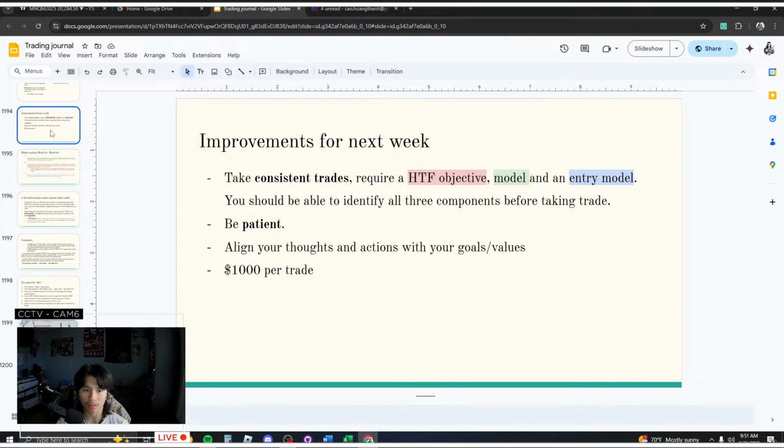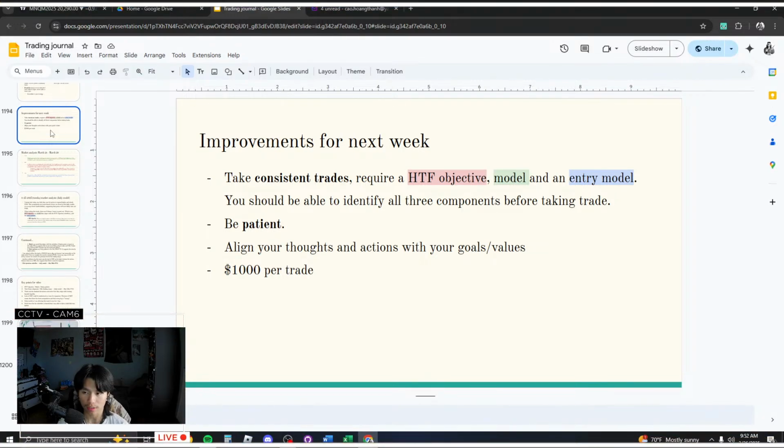So some improvements here for this week. Consistent trades requiring a higher time frame objective, a model, and an entry pattern. One way that I use to really allow myself to take consistent trades is verbally explaining to, I guess, no one what my trade is and why I'm even taking this trade, right? It allows me to be more accountable, and it actually requires me to identify objectively what those 3 components are whenever I'm taking a trade.